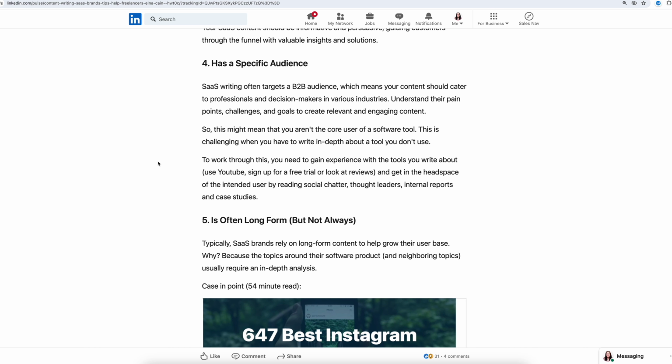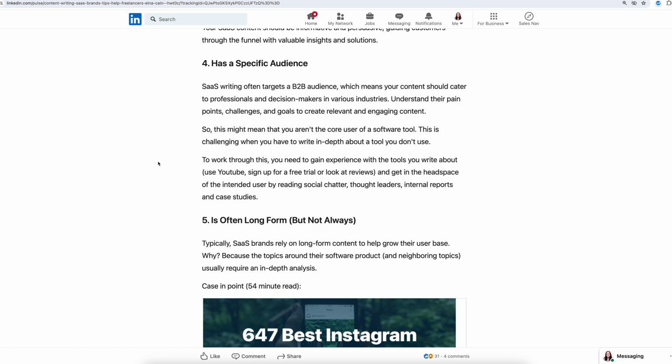There is a specific audience. So SaaS writing often targets a B2B audience, which means your content should cater to professionals and the decision makers in all the industries. So understanding their pain points, their challenges and goals is key to creating that content. That Tailwind post about Meta ads is for business owners. It's not for a high school person.